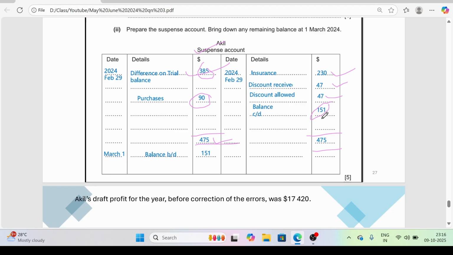If you are having doubt, right? Suspense account normally will balance on both sides. This is a temporary account. But here the question says, prepare the suspense account, bring down any remaining balance at 1st March 2024. So you must take the balance to carry forward, because here the carry down is 151. This 151 you have to record here, March 1st. Okay.